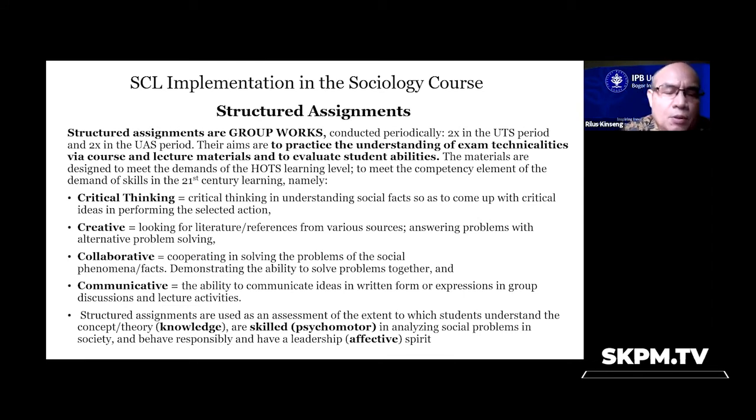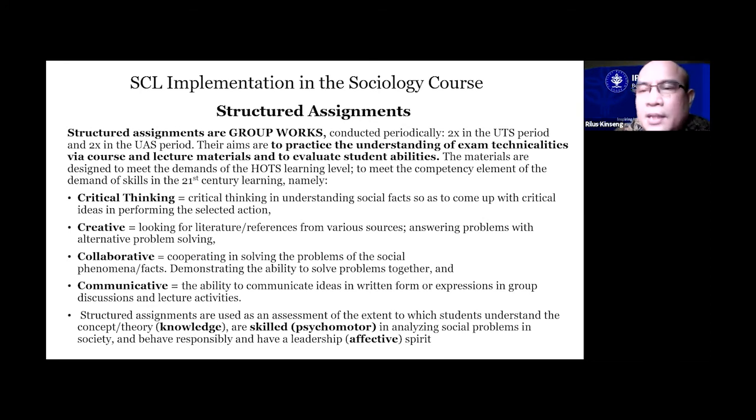And communicative is also very important, of course: the ability to communicate ideas both in writing and in discussion. So this will be an opportunity for you. That's why later on you will have several discussions in the class.